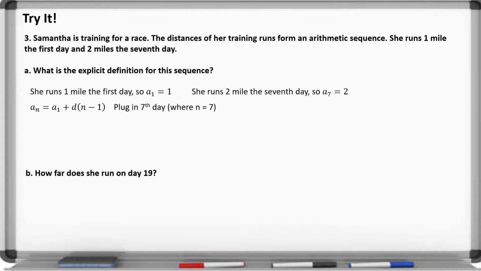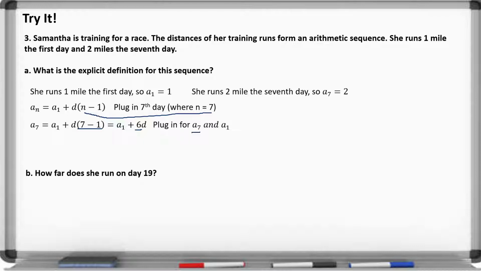So we know that the formula for the arithmetic sequence is this. So we want to plug in the 7th day where n is equal to 7. So we're going to plug that in here. If we do that, we get A7 equals A1 plus D times 7 minus 1. But 7 minus 1 is just 6. So we get A1 plus 6D.